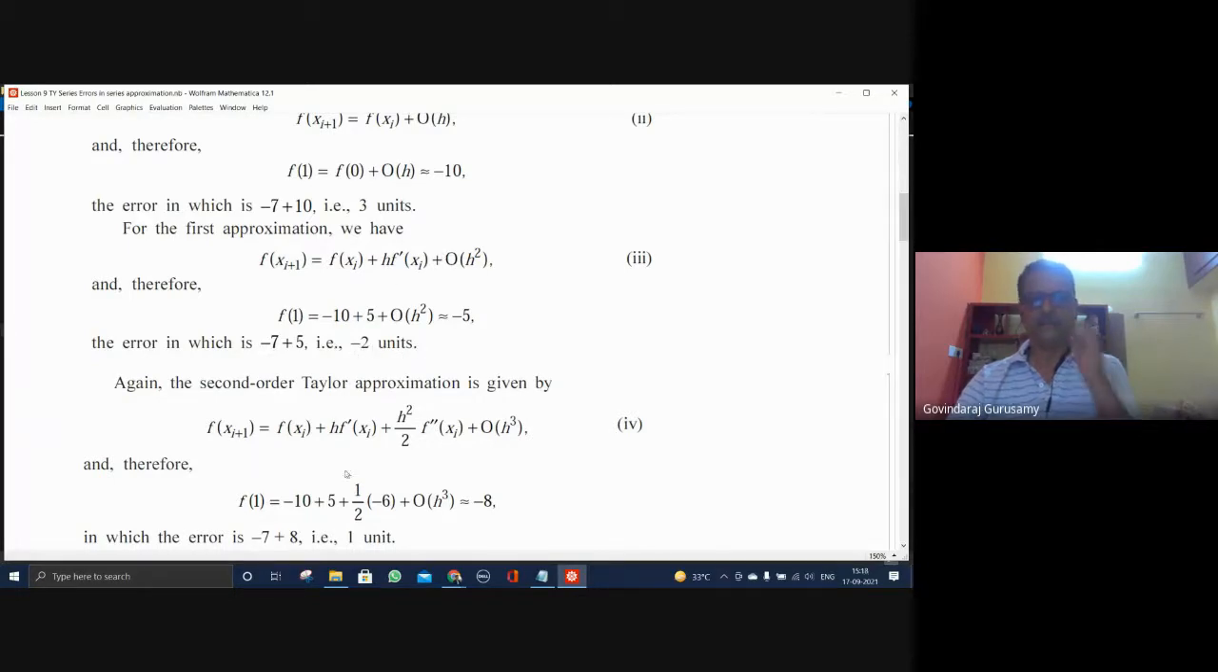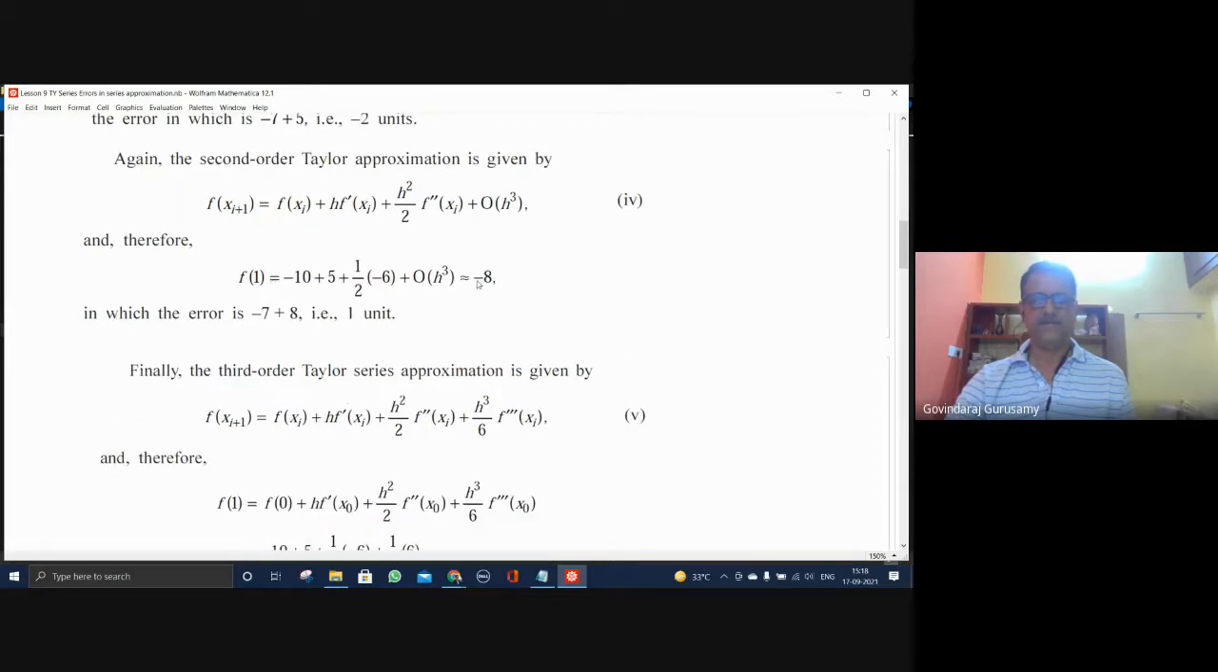It has come down now. Error from 3, it has come to minus 2 units. Again, second order Taylor series. We started with h prime, now we are going to start with h double prime, and this is the order of error that you are going to find now. To do that, substitute all the factors which are already available. You get minus 8. The error is 1 unit.